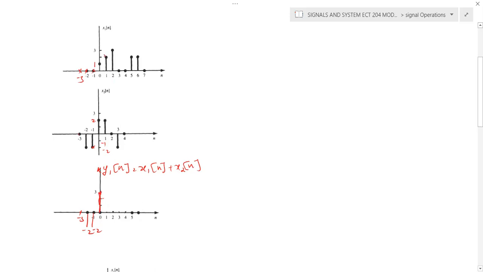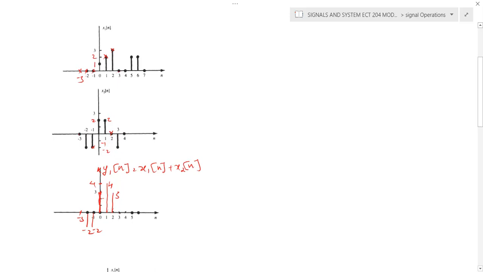And at 1, signal amplitude is 2, and here it is 2. So 2 plus 2, 4. So we'll get 4 here. And at 2, the amplitude is 3. Here it is 0. So 3 plus 0, we get 3. Okay, that is the resultant signal. At 3 and 4 the values are 0. So we can draw the corresponding signal.